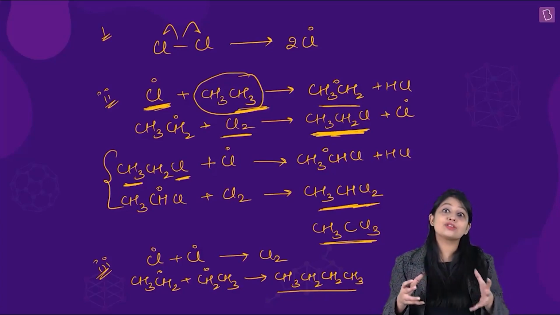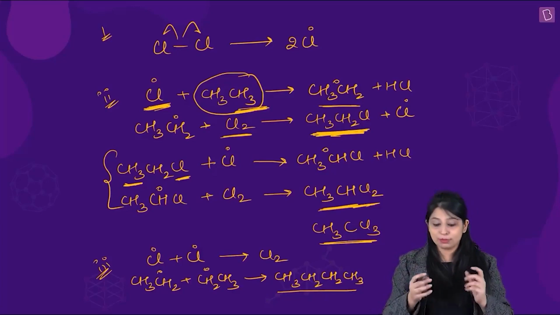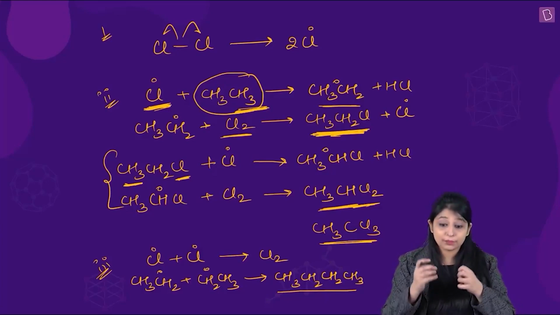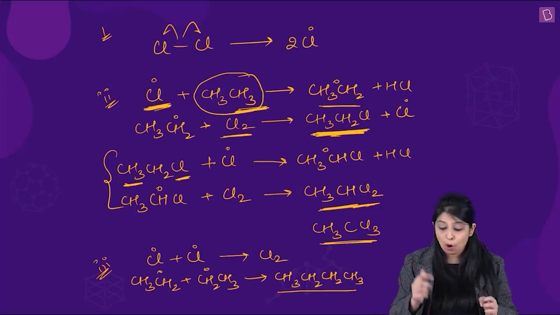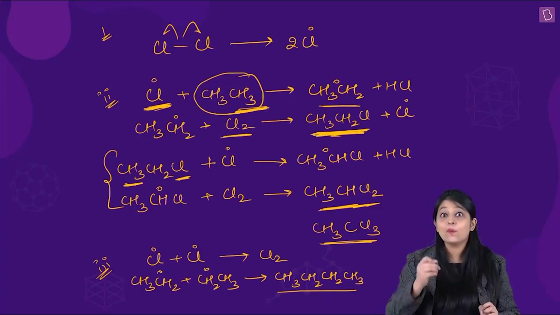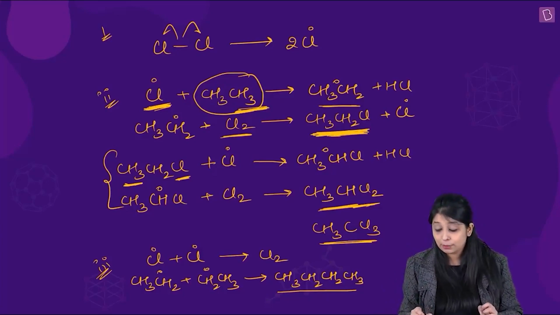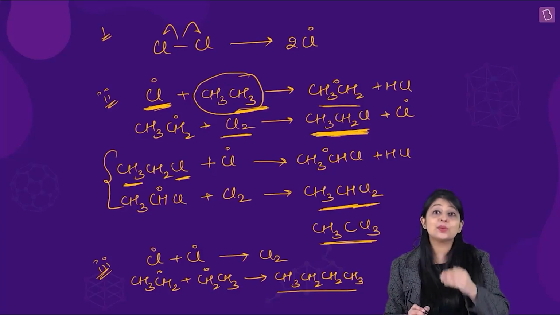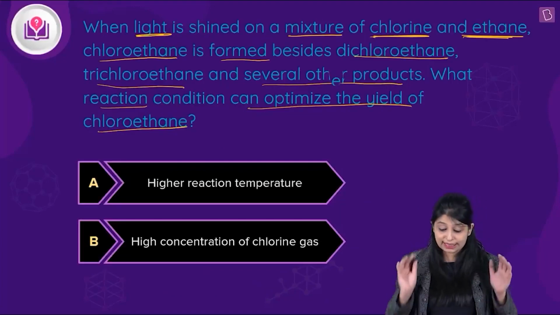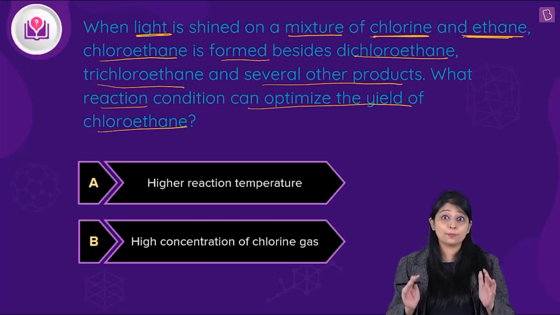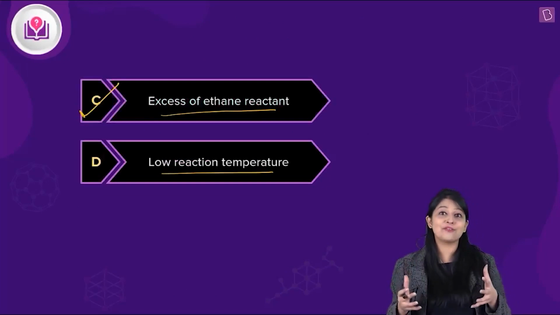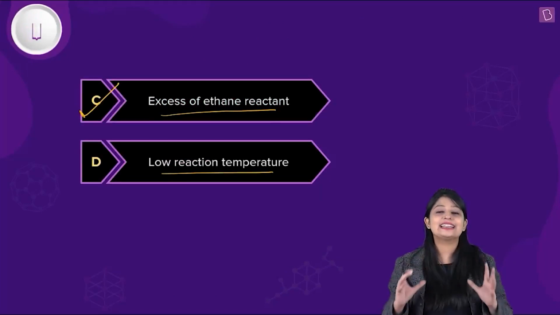So if we increase the concentration of ethane in the reaction mixture, then the Cl free radical will have a higher probability, not possibility, probability of reacting with ethane, which increases the probability of the production of chloroethane, which will give us what? It will give us higher yield. So the correct option out of these 4 options that is given to us is what? Higher excess. So higher concentration of ethane or excess of ethane reactant.